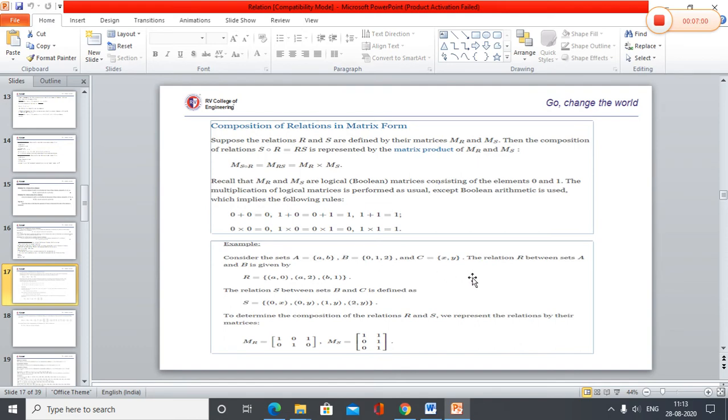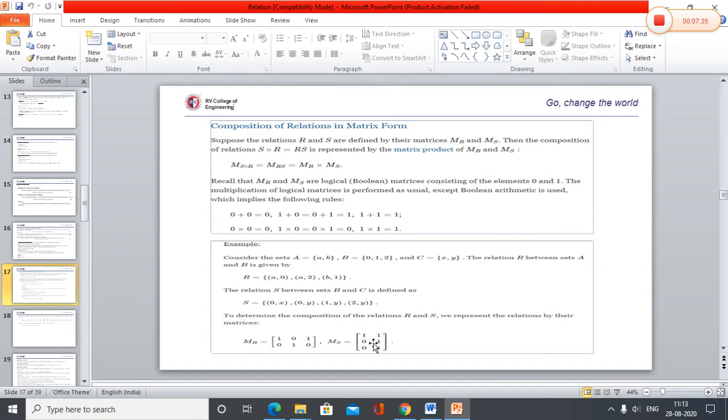The composition relation. So here R is given, S also is given. Now I have to take the composition, from A to C. So how do I have to check? See, (a, 0) is there, and (0, x) is there. So this is an (A, B) ordered pair and this is a (B, C) ordered pair. So (a, 0) is there and (0, x) is there, so I am going to write (a, x) in the composition. Similarly, (a, 2) is there and (2, y) is there, so I am going to write (a, y). (b, 1) is there and (1, y) is there, so I am going to write (b, y).